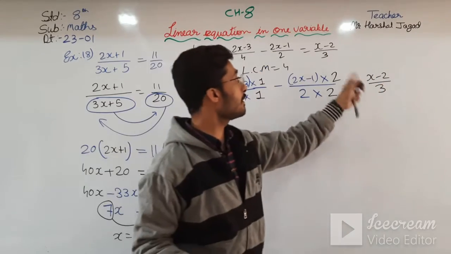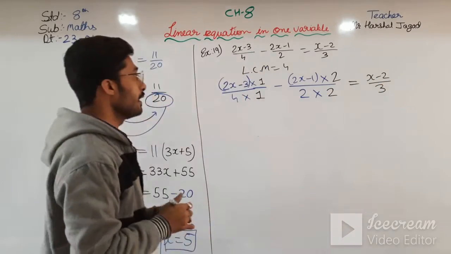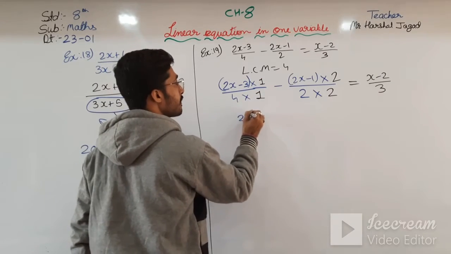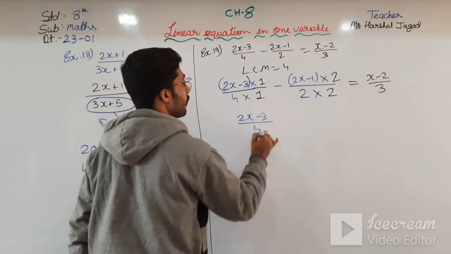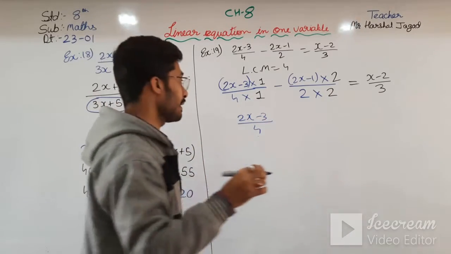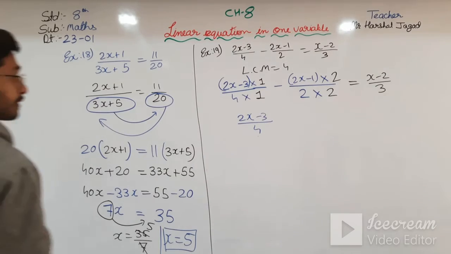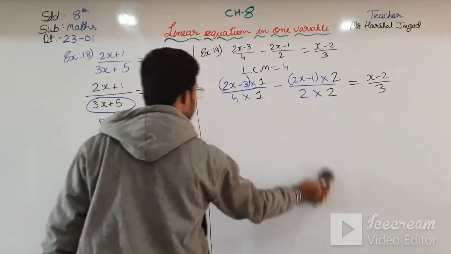This will remain as it is. Then after here, it is multiplied by 1. So 2x minus 3 upon 4. It will remain as it is. This one, okay, I think we will need space. So I am just taking all the space.